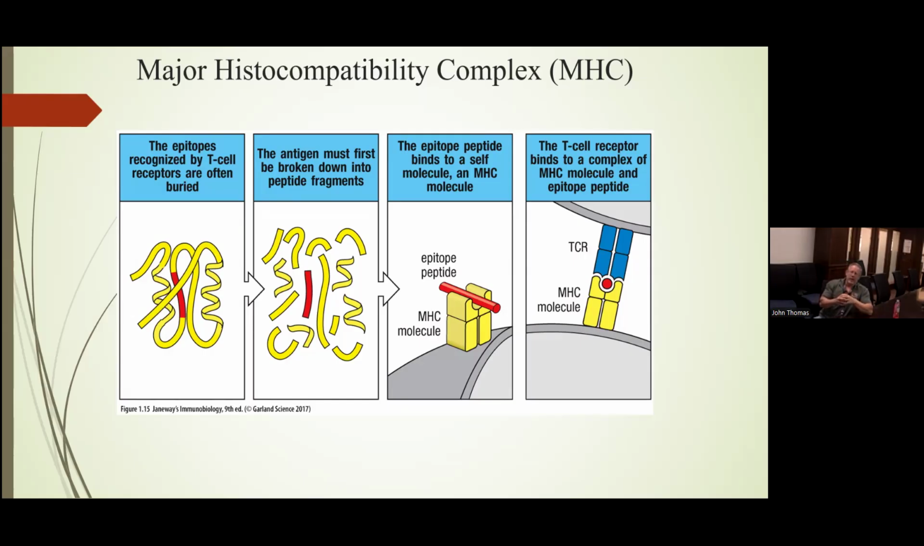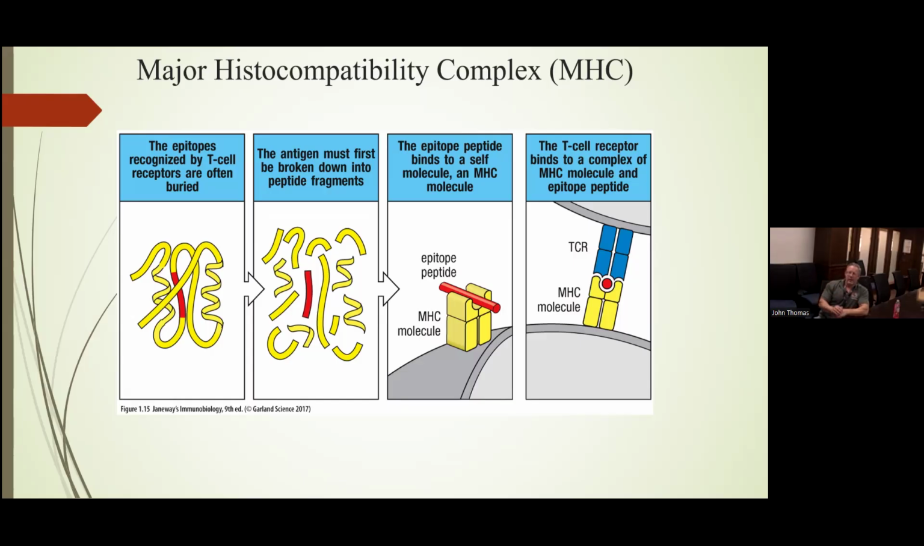And then once it's broken down into its individual peptide fragments, those pieces of the epitopes, those epitope peptides, must be complexed with MHC and then sent to the surface of the cell for presentation. So this is a very tightly regulated process. The peptide, the foreign peptide, must be broken down. It must be complexed with MHC, and then it must be shown to another cell to be able to drive an immune response.